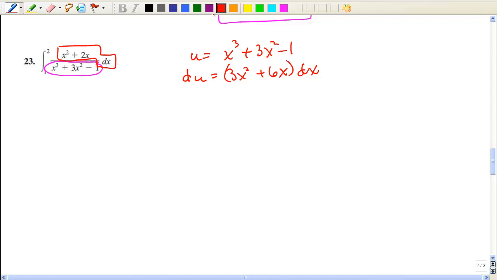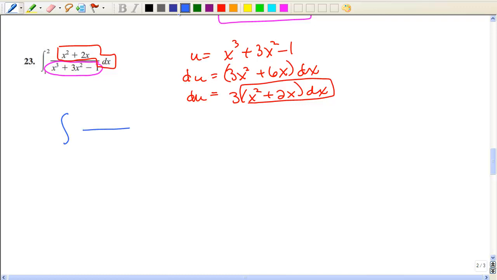Kind of close. What if we factored out a 3? Then this right here is exactly the numerator. So I just need to divide by 3. So let's rewrite this. What have I got? On the bottom, that's just u. This top part, if I divide both sides by 3, is going to be 1/3 du.